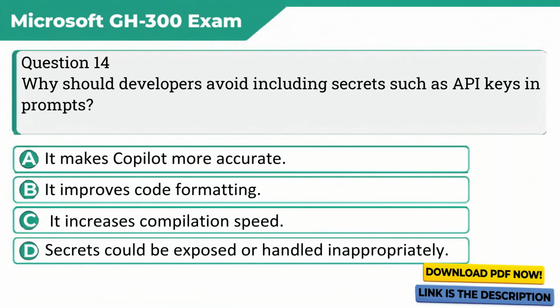Question 14. Why should developers avoid including secrets such as API keys in prompts? A. It makes Copilot more accurate. B. It improves code formatting. C. It increases compilation speed. D. Secrets could be exposed or handled inappropriately.